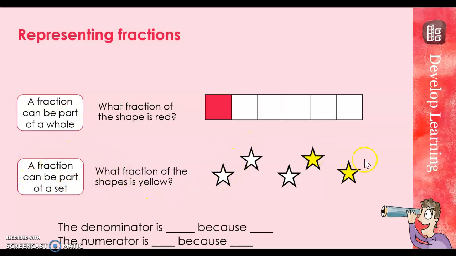Sometimes we might see fractions represented as part of a whole, sometimes we might see them as part of a set. So you can stop the video here if you want, or maybe you can just tell me or the person with you straight away what fraction of this set are shaded yellow.